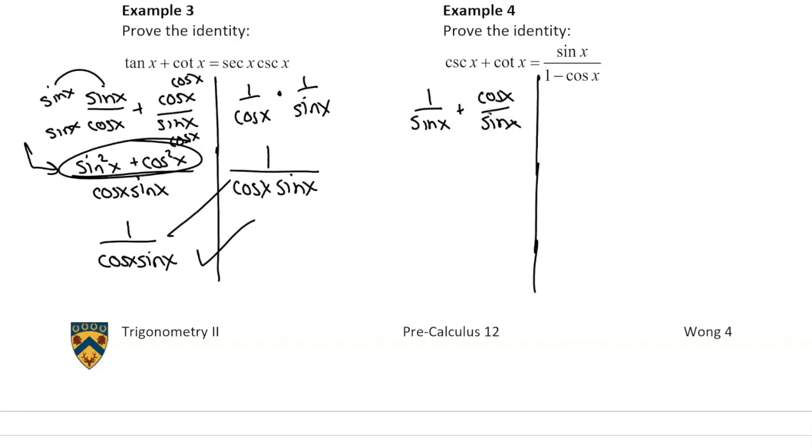And because they already have a common denominator, let's join that right away. So they share a common denominator of sine x. So our numerator would be 1 plus cos x over the sine x right there. If I look at the right side and I look at the left side, they aren't the same. They look like they have similar characteristics, but they're not the same. And so I'm just going to rewrite this right side, sine x over 1 minus cos x.